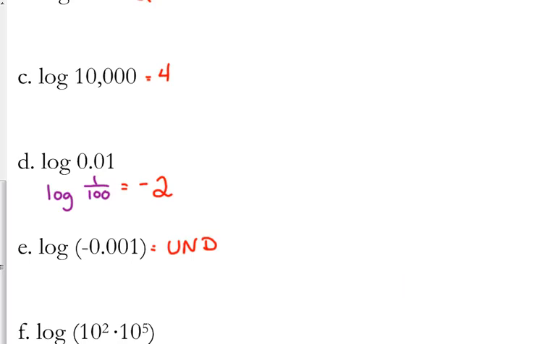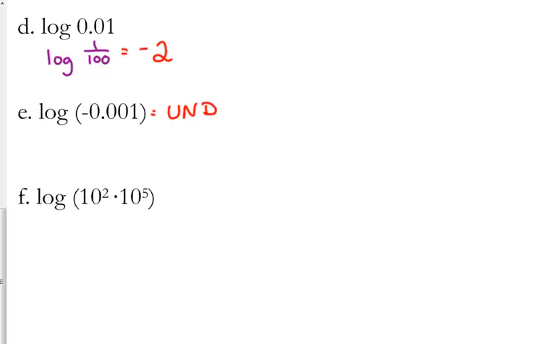The last one, this one looks a little weird. How about we begin by rewriting 10 squared times 10 to the 5th? What happens when we multiply things that have the same base? What do we do with their exponents? Add them. So that's 10 to the 7th. So the value of this logarithm is 7.